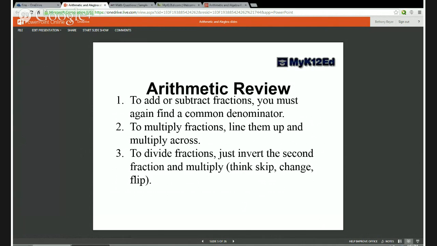When we divide fractions, we just invert the second fraction and multiply. So invert means to flip. I tell my students, think skip: skip the first fraction, change the division sign to a multiplication sign, and then flip that second fraction. So when we're dividing fractions, think skip, change, flip. That's what you have to do. And then you just multiply across, and it's easier.